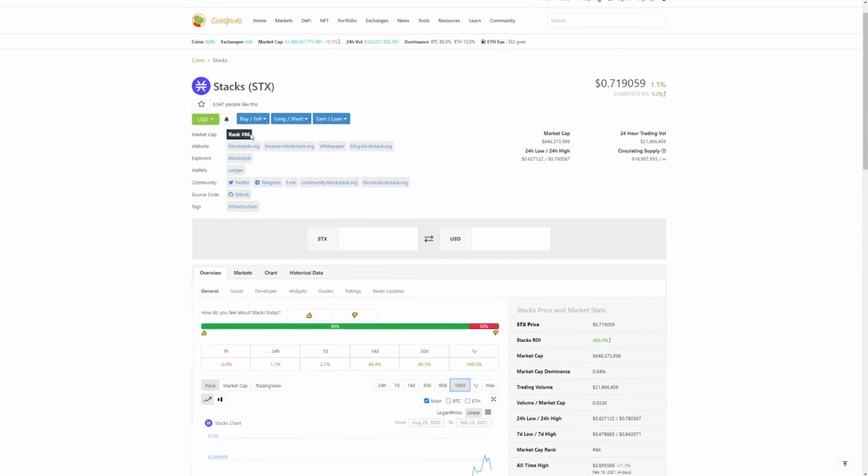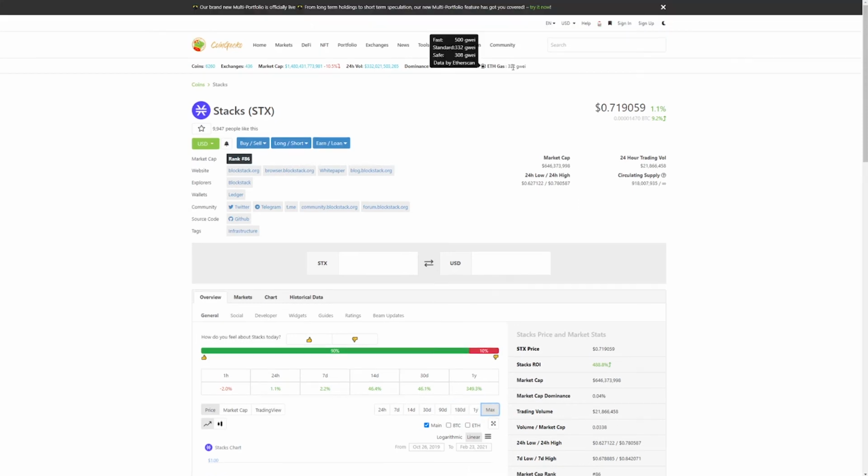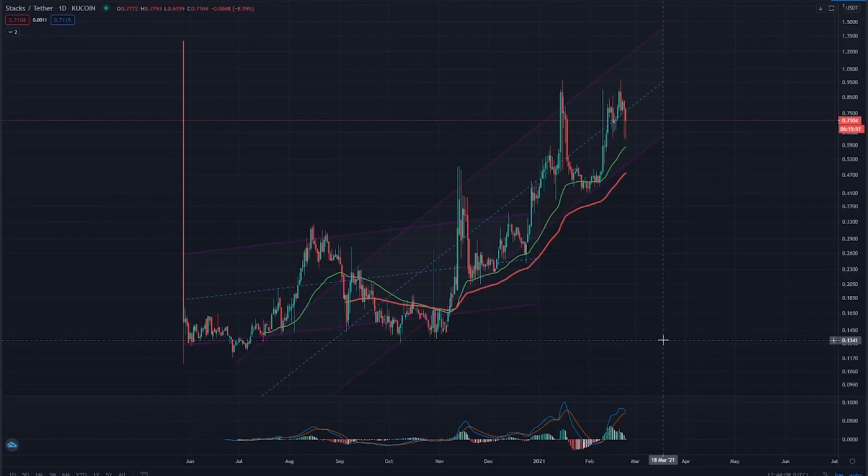Now it sits about 86th place by market cap, at about 650 million US dollars. So a pretty small market cap actually. Oh, today is still pretty expensive gas, 332. But anyway, let's now look at the charts finally. Let's look at the price.